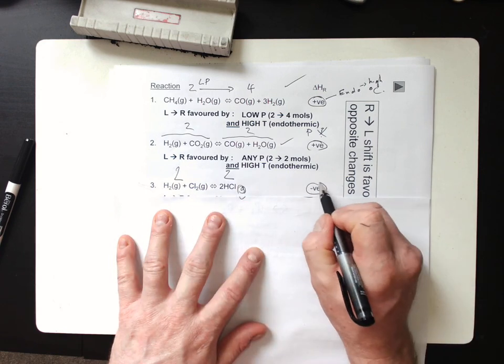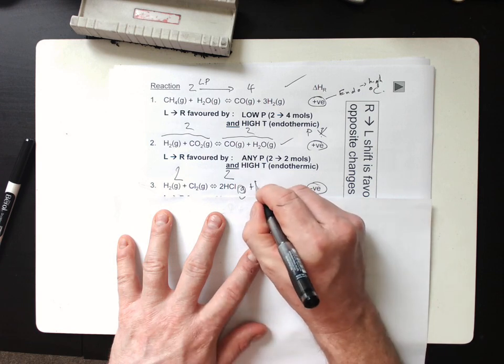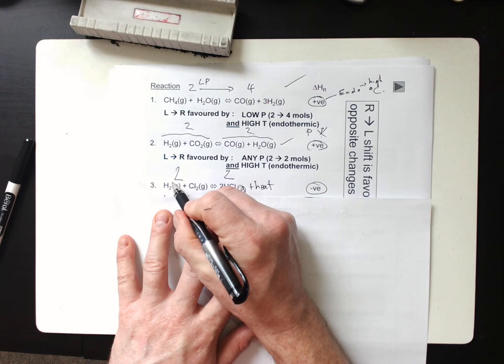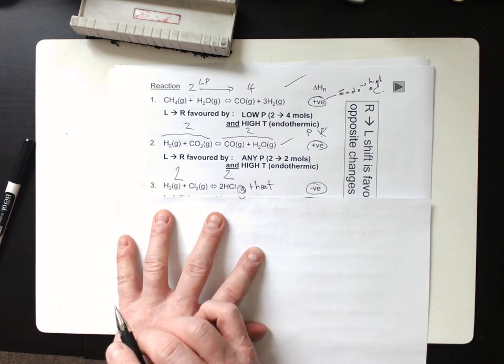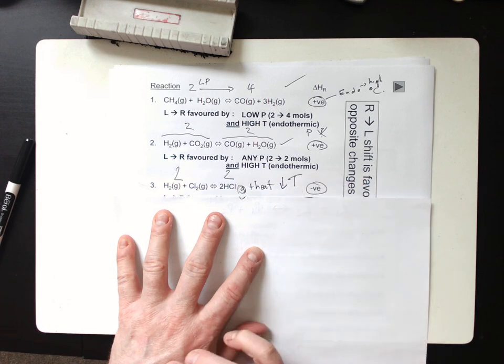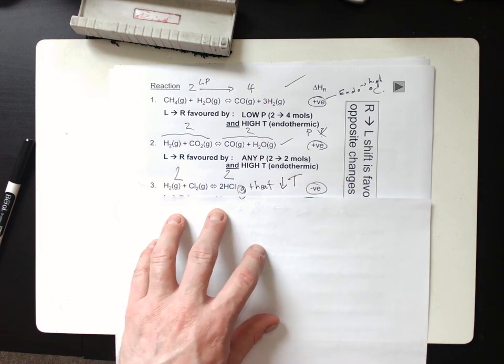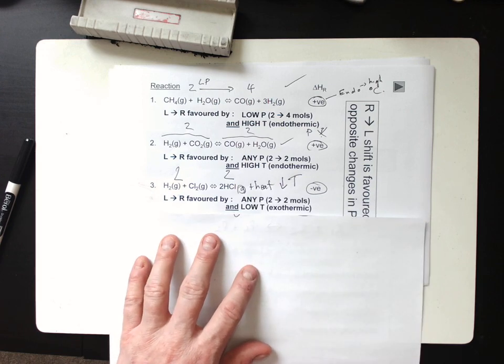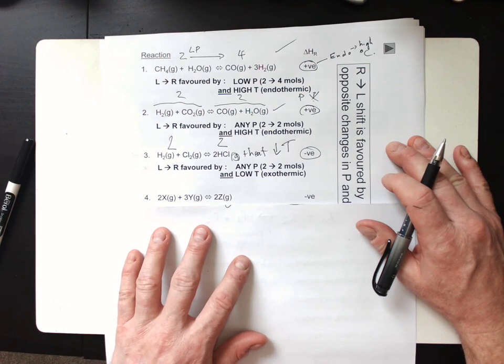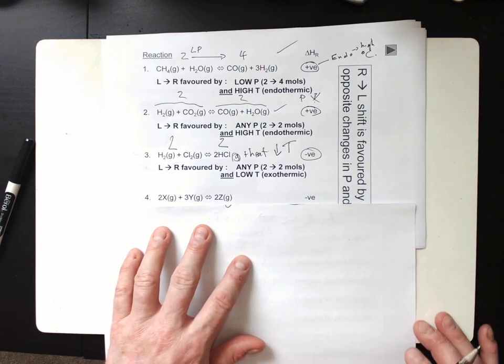We have an exothermic reaction this time, which means on this side we give out heat. Okay, so going back that way, it will take in heat towards the endothermic side. So therefore we will run this one at a low temperature, to go towards the endothermic side. Alright, final one. I think it's the final one, yeah.